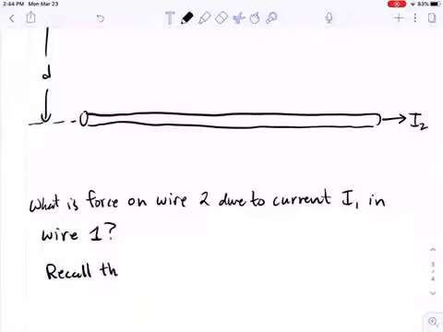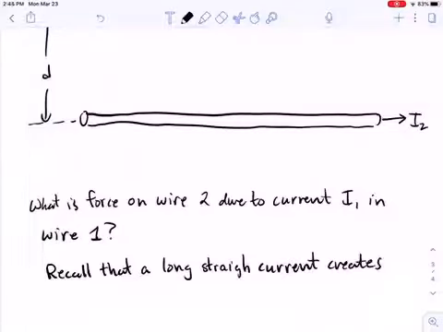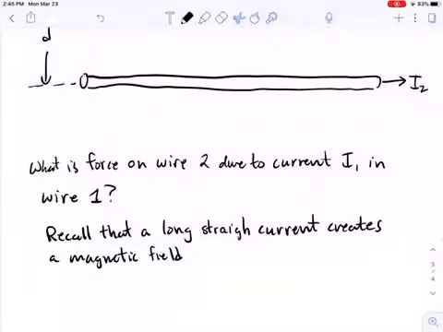Recall that a long straight current creates a magnetic field which was given by B is equal to mu naught I over 2 pi d, where d is the distance from the wire to the observation point.